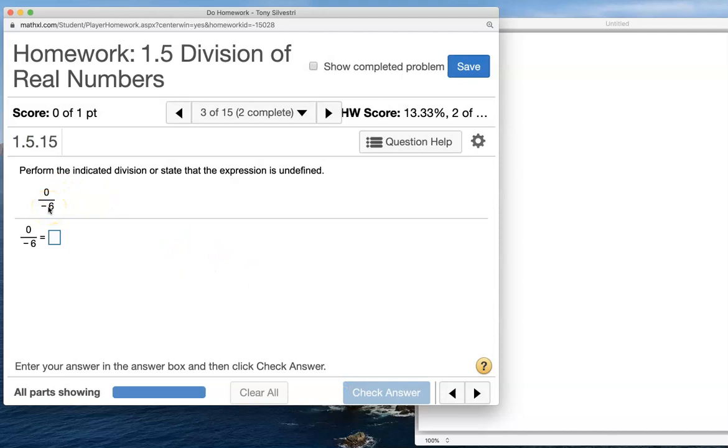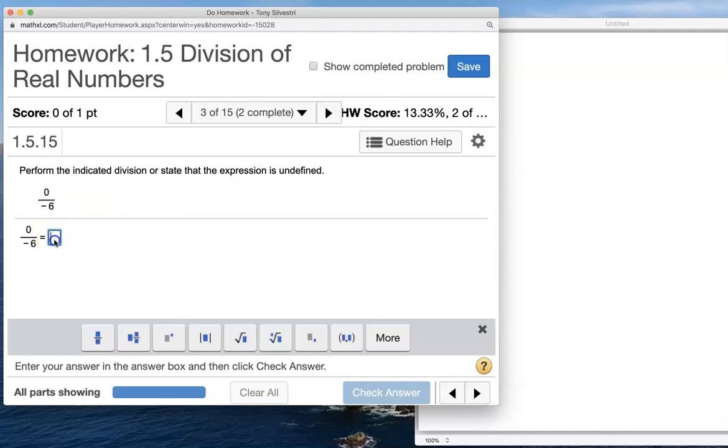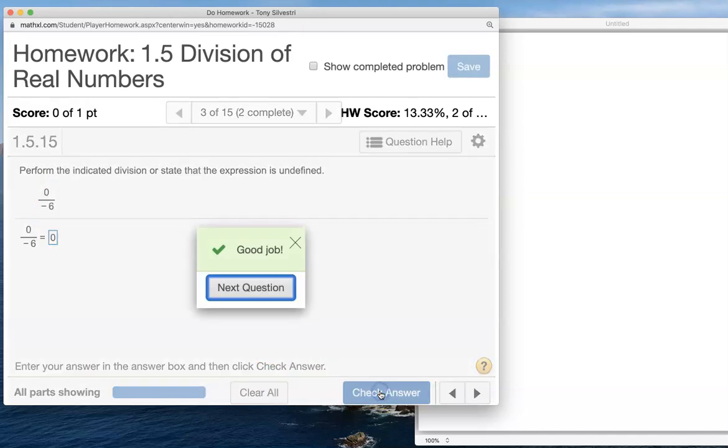0 divided by anything, I don't care if it's positive or negative, it's going to be 0, regardless of what you're dividing by. You can't divide by 0, but regardless if it's positive or negative, if you're dividing into 0, your answer is going to be 0.